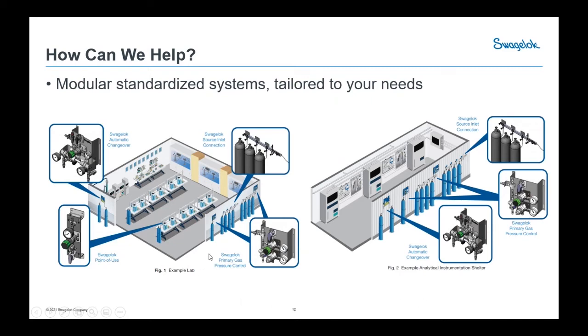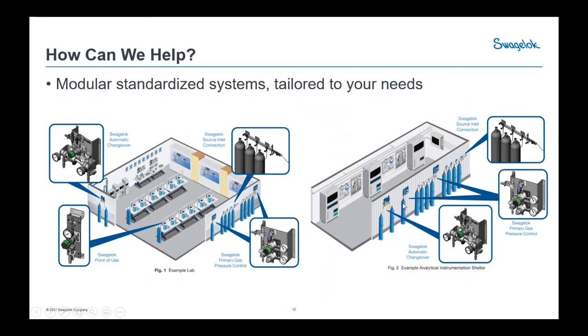And you can see here with this lab example, you have the cylinder connections here, your primary gas control panel here, and all this goes out to this group of analyzers with each having their own point of use final pressure reduction. And then you can see over here as well this automatic changeover for the more critical processes that can't be interrupted.